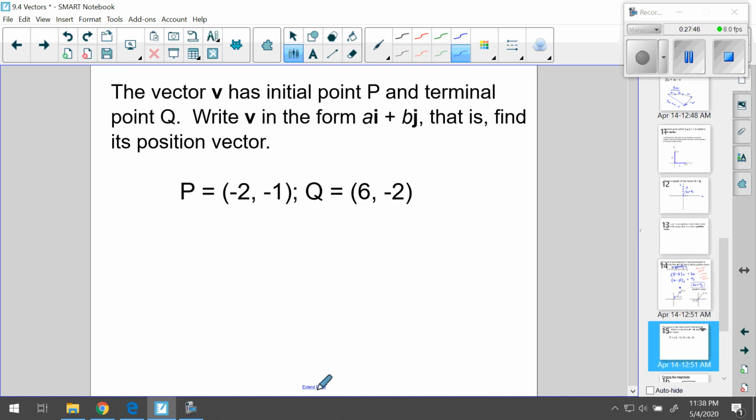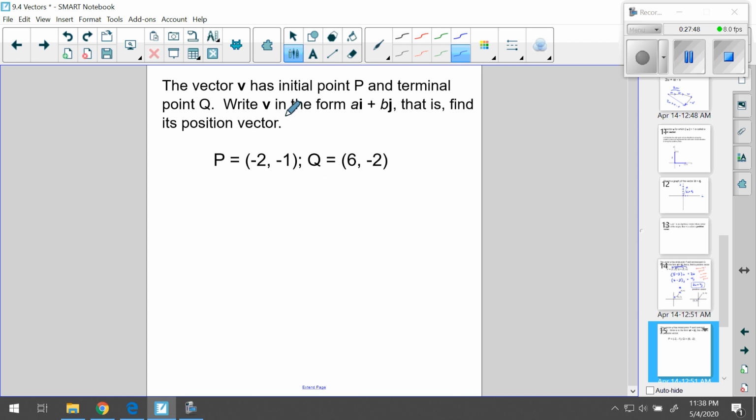And so here's one we can maybe do real quickly without graphing. Same thing, P is my initial point, Q is my terminal point. If I wanted to find the i value, start with the terminal point first. So the Q value for x is 6, and I'm going to subtract -2. That's going to be my i value. And then I'll do the same thing for my j value. I'm going to start with the terminal y value or j value, -2, and I'm going to subtract -1.